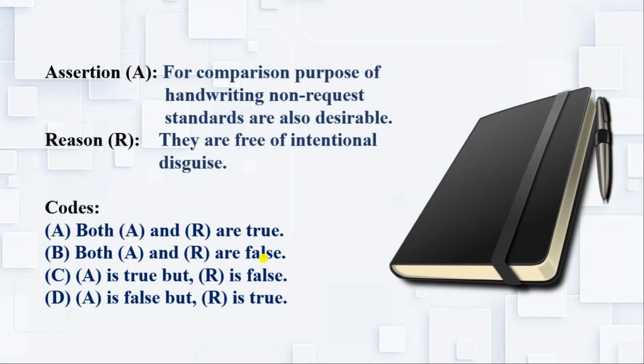The next question is an assertion reason question. The assertion says that for the comparison purpose of handwriting, non-request standards are desirable, and the reason is they are free of intentional disguise. The correct answer is A, both assertion and reason are true. This is because we all know that when we have to write with an onlooker beside us or when we are under the vigilance of someone, we have a fear of being caught for something. So we deliberately try to change our handwriting in some way or the other.